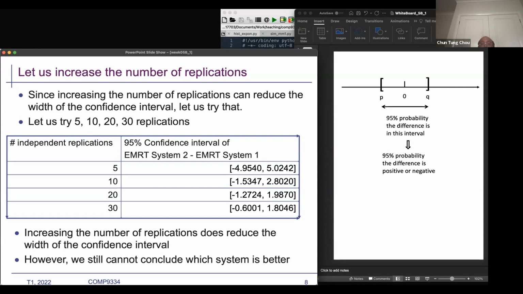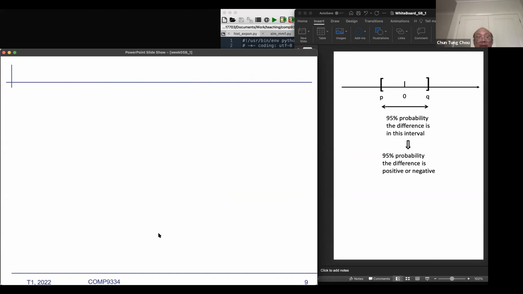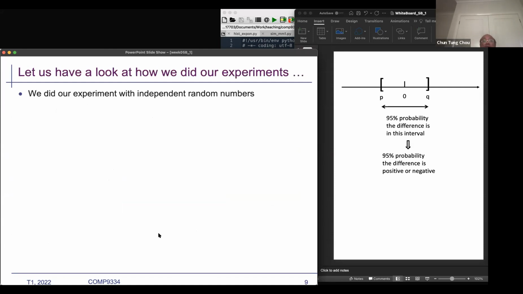confidence interval. But if you still notice, all the confidence intervals have a lower limit which is a negative number and an upper limit which is a positive number. So what it means is we still cannot conclude which one of them is better. We have done our part, we have increased the number of replications, and we still can't tell. So what can we do? Now, what I want to do is go back and look at how we did the experiments.